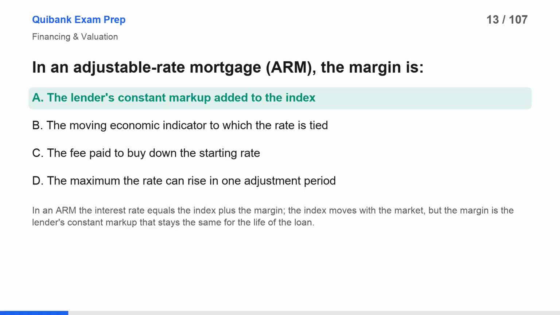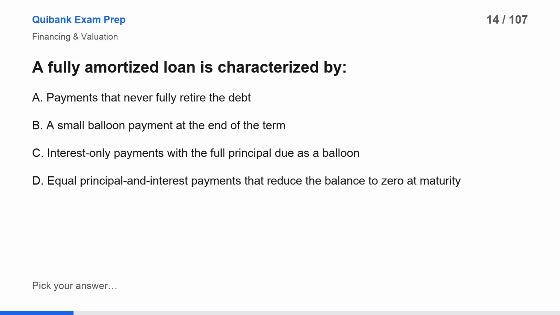The answer is A. The lender's constant markup added to the index. In an ARM, the interest rate equals the index plus the margin. The index moves with the market, but the margin is the lender's constant markup that stays the same for the life of the loan.